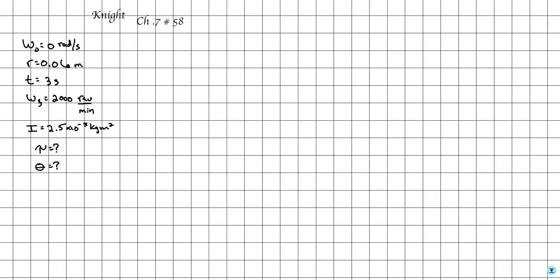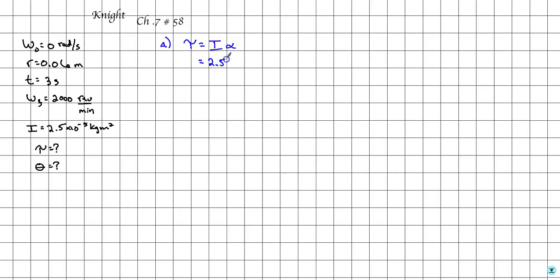Part A asks how much torque is applied to the disc, and then part B asks how many revolutions it takes before reaching its full speed. All right, so for part A, they would like us to find again how much torque is applied on this disc. We can use Newton's second law in the rotational version, which would be torque is equal to I alpha. And looking at this, we have I, but we do not know alpha.